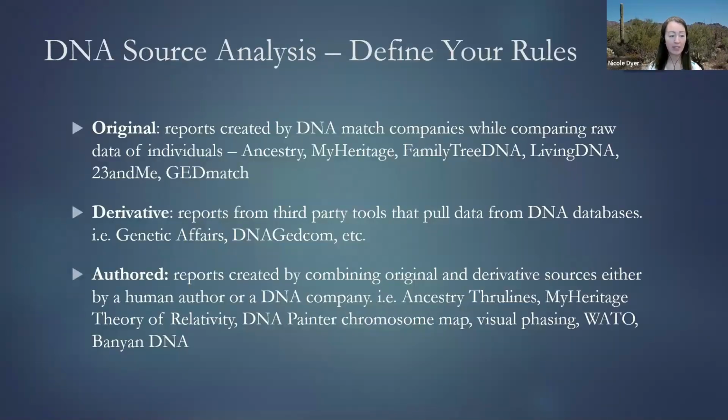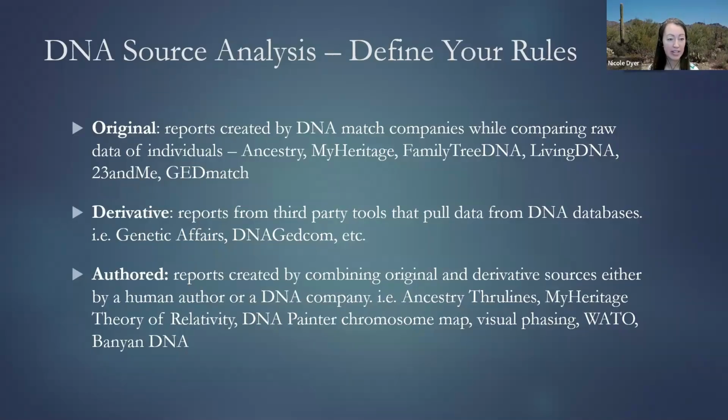Before diving into teaching the AI about DNA source analysis, I wanted to quickly think about and redefine the rules that I want for this. A note is that if you don't tell the AI the rules you have for analysis and classification, it will come up with its own, and it may or may not be what you want. So I decided to go with what we teach in Research Like a Pro with DNA, which is that original sources are reports created by the DNA match companies while comparing raw data of individuals.